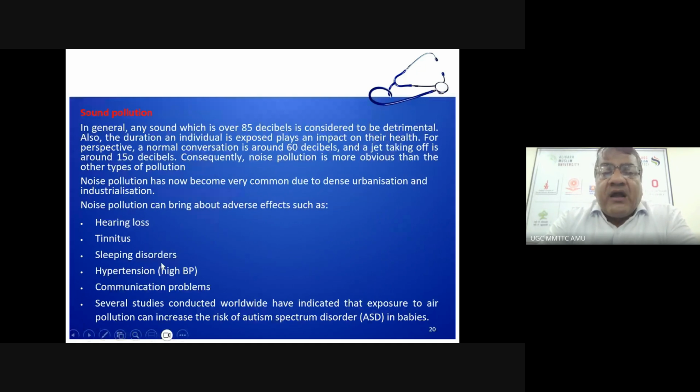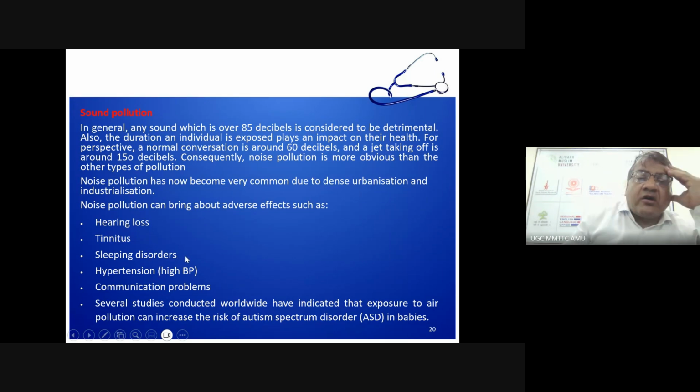Noise pollution can bring about adverse effects such as hearing loss, tinnitus. Tinnitus means something is ringing in the ears. Sleeping disorders, the people are not able to sleep. The neighbor is using high volume sound, DJ. So people are being disturbed. Their sleep is disturbed. So this leads to sleeping disorders. If the person does not have proper sleep, it will affect every output of the person.